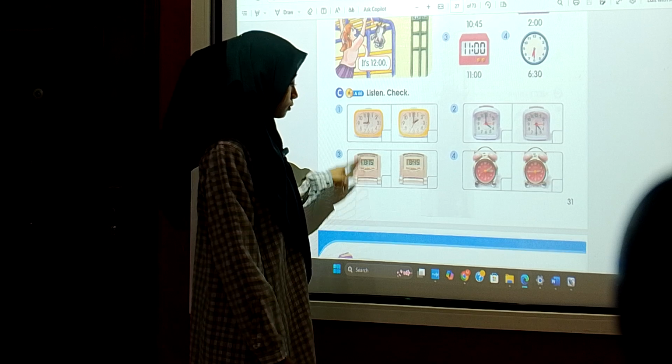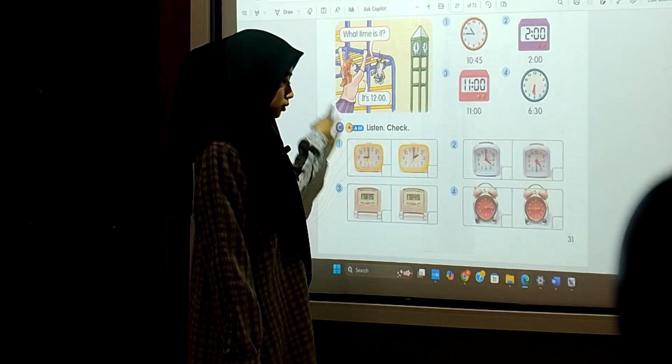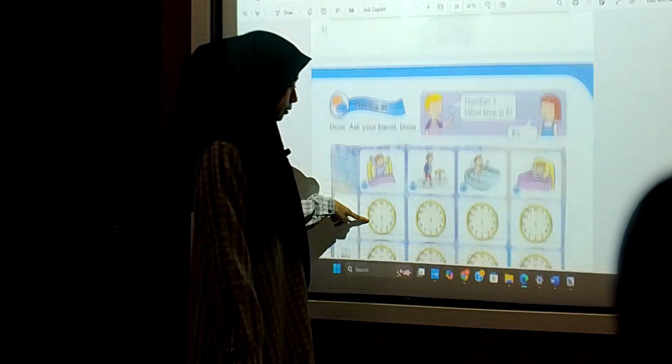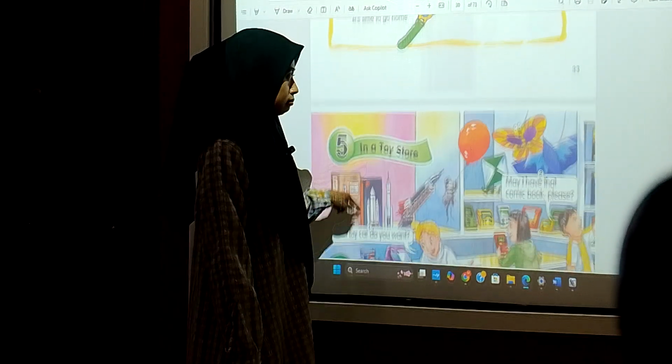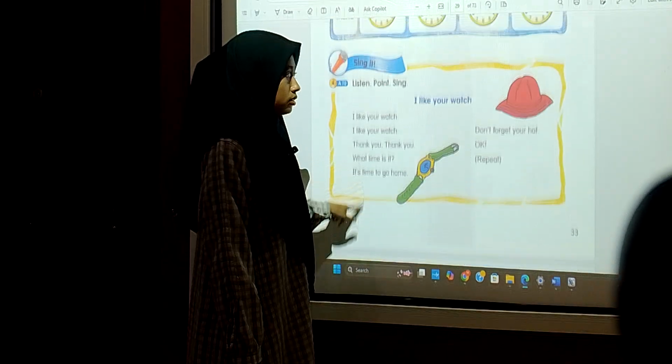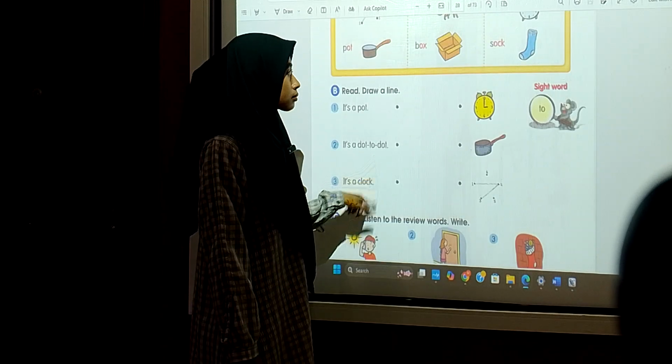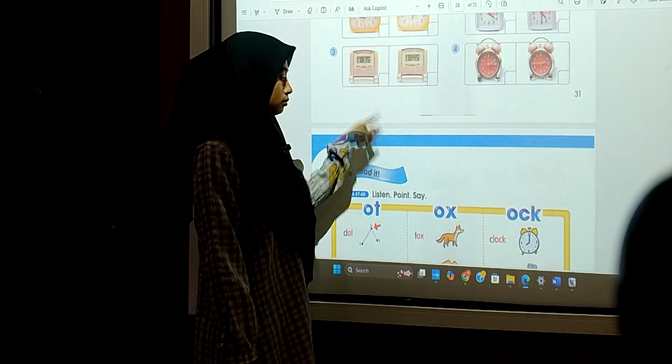Next. Can you scroll up, until up? Until this? Until this page, the 30th page. Scroll down. What about this? This one, sir.